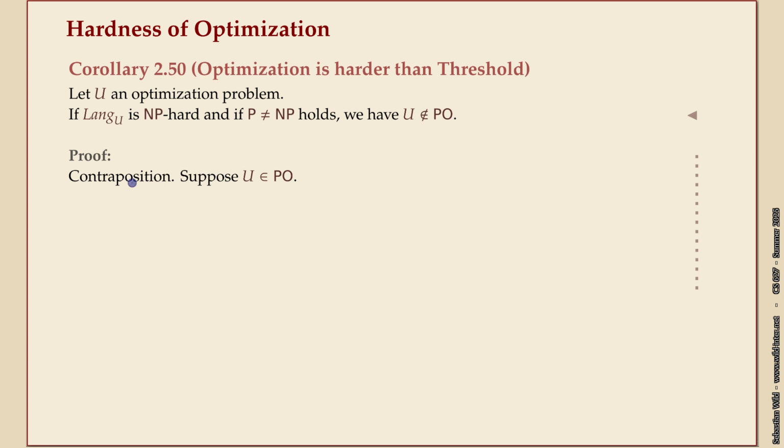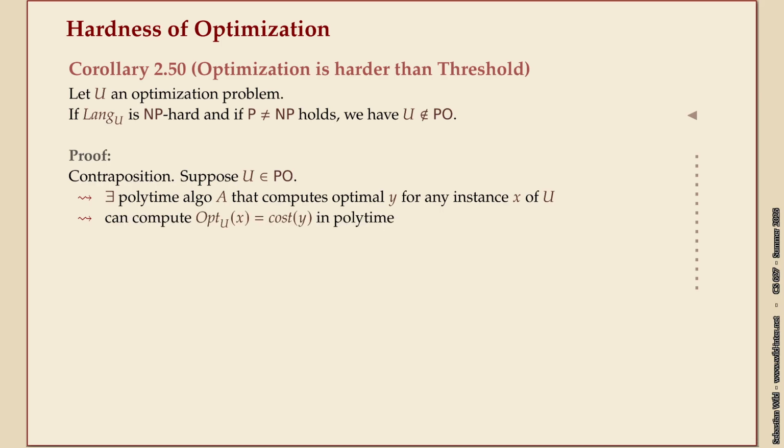We prove this by contraposition, so assume that U would be efficiently solvable. Then we have a polynomial time algorithm that computes the optimal solution in all cases for all instances, right? In particular, we can compute the optimal value of that solution because cost is computable. And that means we can decide whether the optimal value is better than any threshold in polynomial time. So we've decided whether an element is in the language. That means the threshold language is in P.